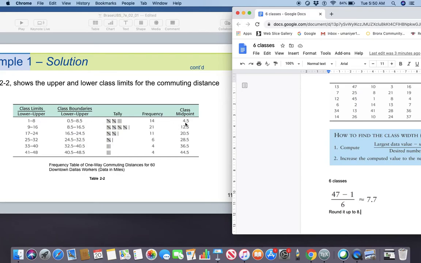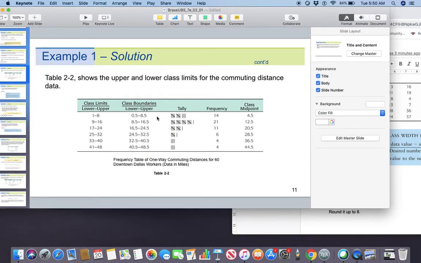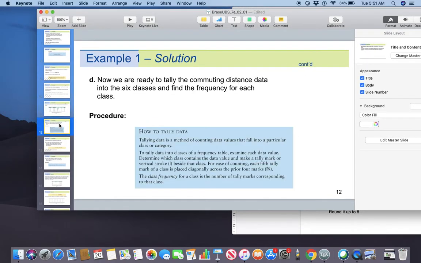Now, class midpoints. How do you find class midpoints? First number plus last number over 2. First plus last: 1 plus 8, 9. 9 over 2 is 4.5. Once you find the first class midpoint, you add 8. That's all. So for class midpoints, and class lower and upper limits, all you do is add 8. Okay? So you got your frequency table done. Now, with this frequency table, we are ready to go to the next step.